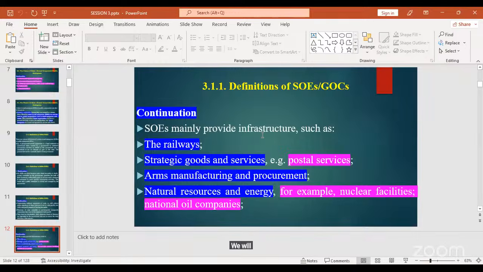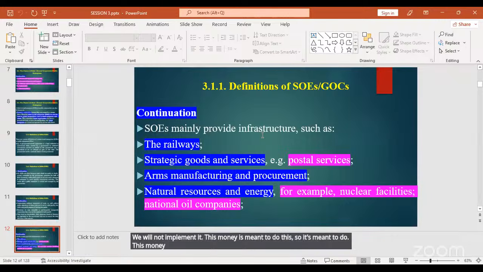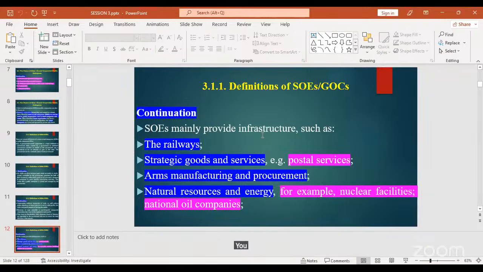This money is meant to do road. This money is meant to fix hospital. This money is meant to build a railway. This money is meant to, you know. They will slow everything down. They will not implement anything. And towards the end of the year, they will say they are starting this project, they are starting that one.